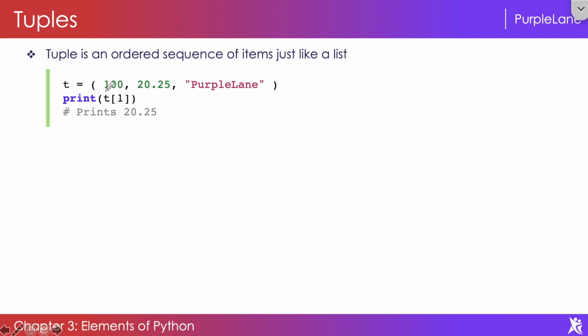Now observe that these elements are bounded by parentheses, right? This is for tuple, whereas for list we use square brackets, right? And the elements are separated by commas. Since this is an ordered sequence of items, these elements are also indexed. So the index starts with 0, 1, 2 and continues till the end of the tuple, right? Since we have only 3 elements here, the last index will be 2.